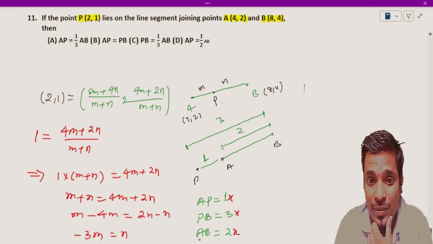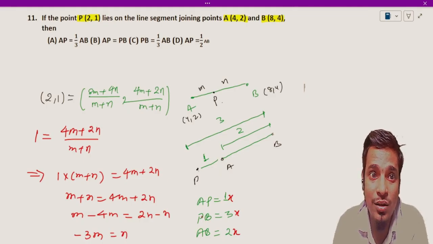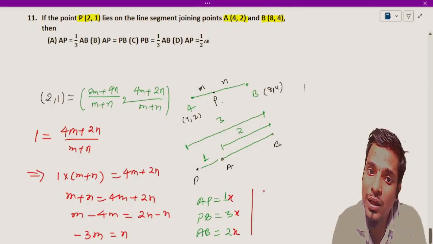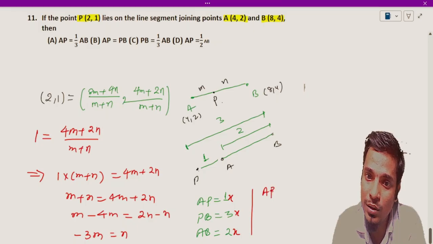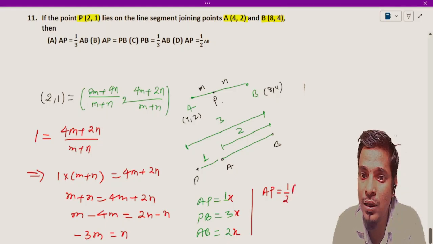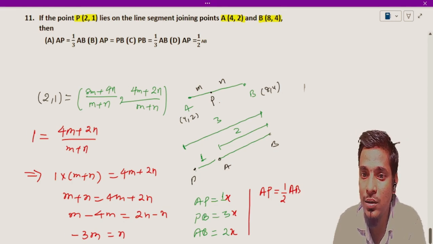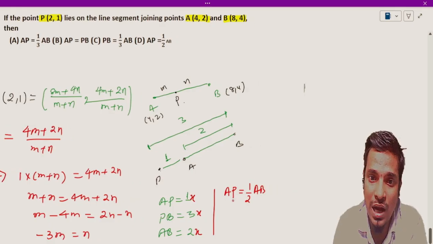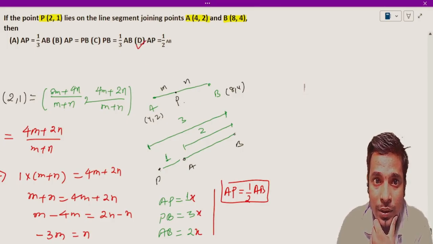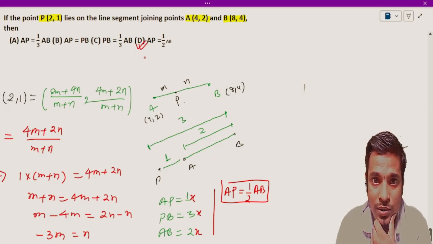Now we got AP, PB and AB. So now we can find the relation between AP and AB. AB is 2x and AP is x. So AP is just half of AB, because this is x and this is 2x. So we can find that this option is present in option number D. So option number D is correct.